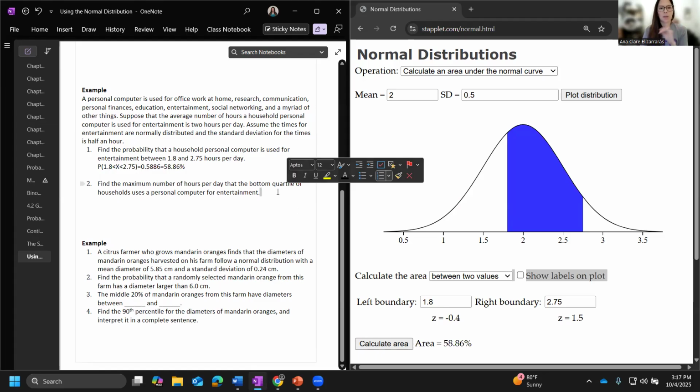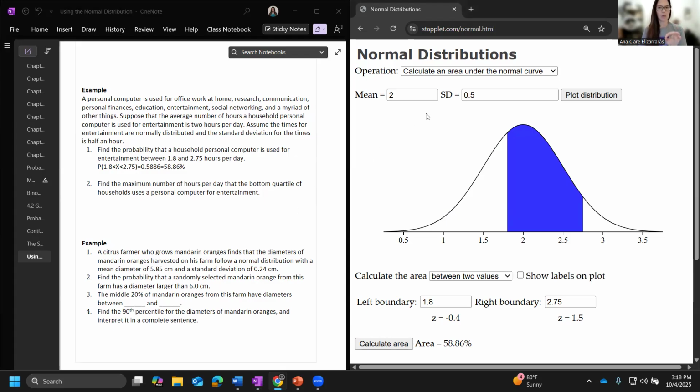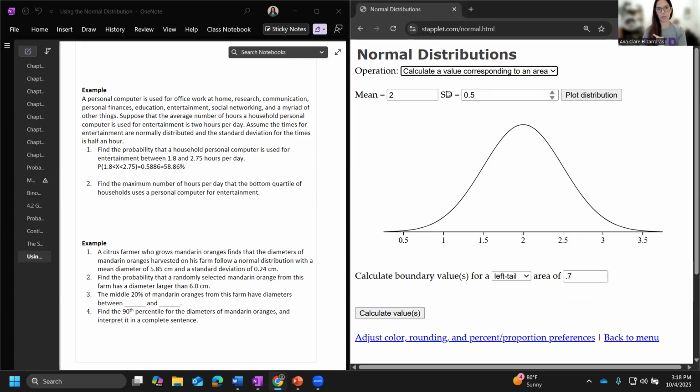Find the maximum number of hours. So now I'm not asked for a probability, I'm asked for hours, which is a value. So I need to change to calculate a value. To find the maximum number of hours per day that the bottom quartile of households use a personal computer for entertainment. What is a bottom quartile?